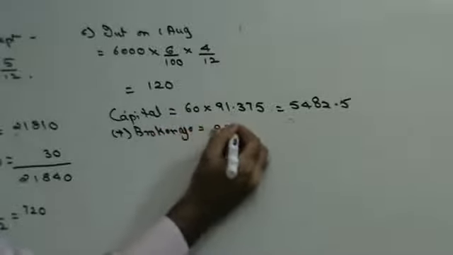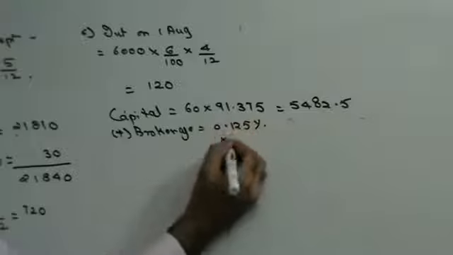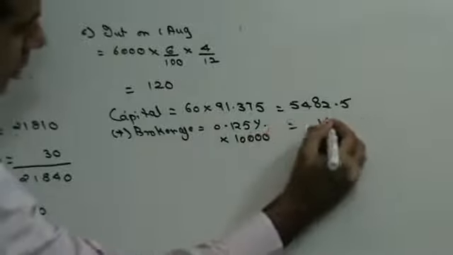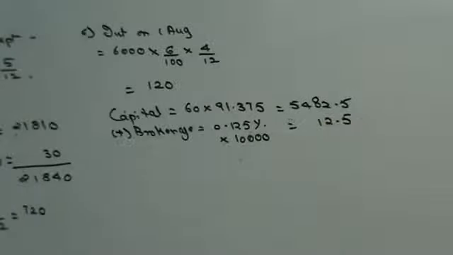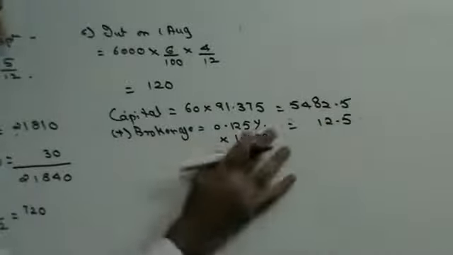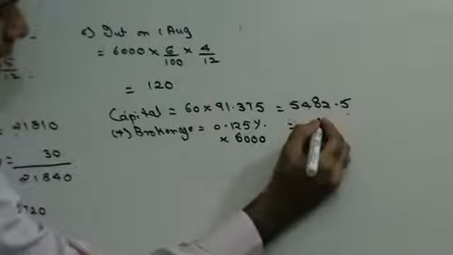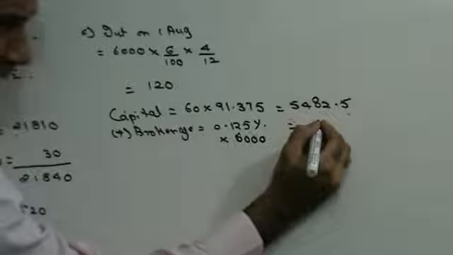Brokerage is 0.125% on the face value. That's your nominal value, 10,000. This is going to be 12.5 if I'm not mistaken. 6,000. Okay. So how much is this? Someone please calculate.